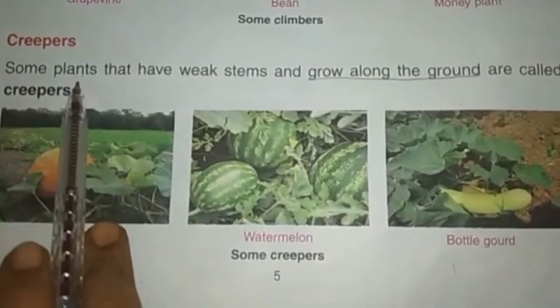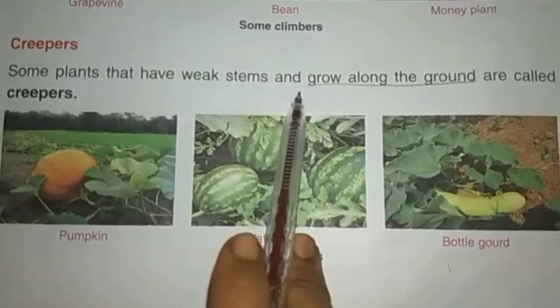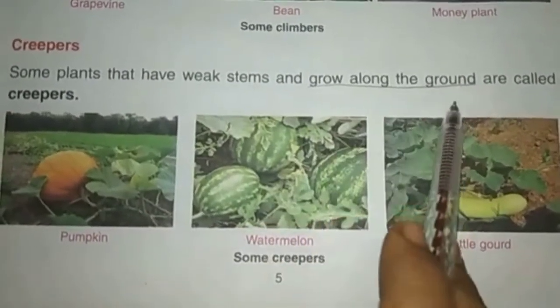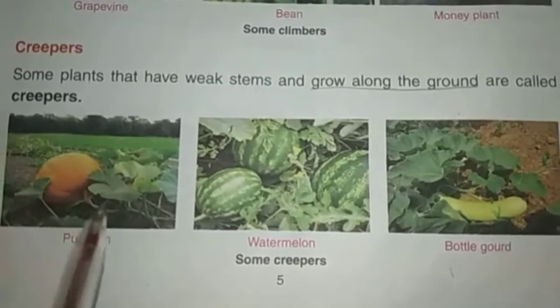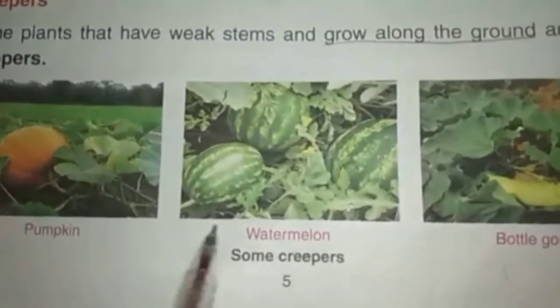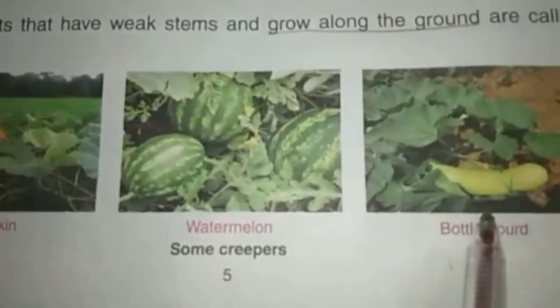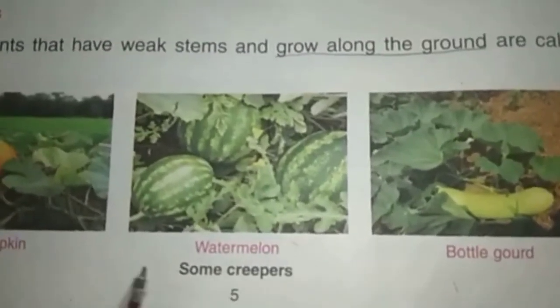Some plants that have weak stems and grow along the ground are called creepers. For example, pumpkin, watermelon and bottle gourd are some of the creepers.